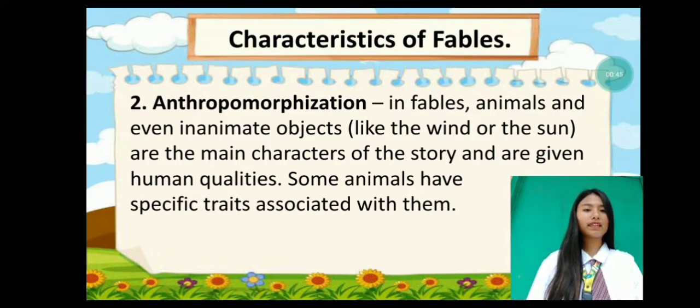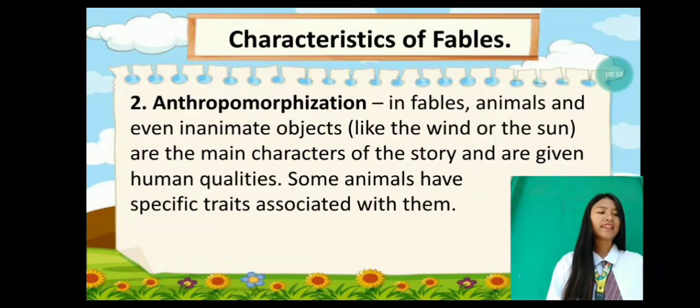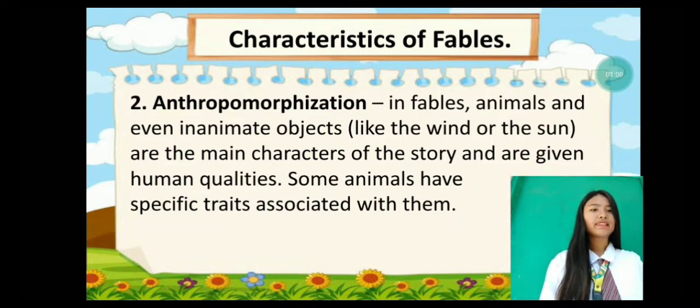In fables, animals and even inanimate objects like the wind or the sun are the main characters of the story and are given human qualities. Some animals have specific traits associated with them. For example, an owl is wise, a fox is cunning, and a lion is brave. Those are the human qualities that are given to the animals.